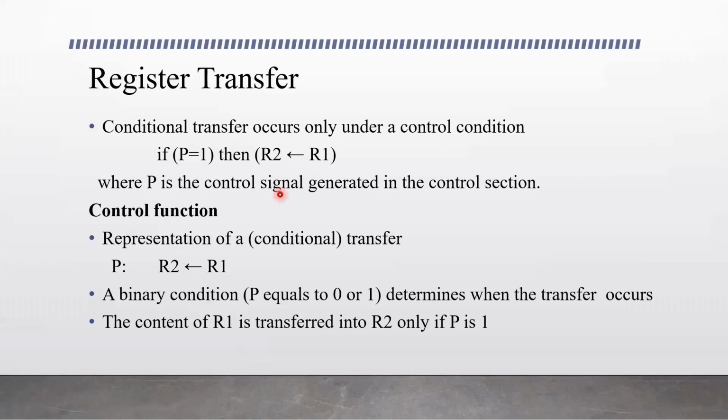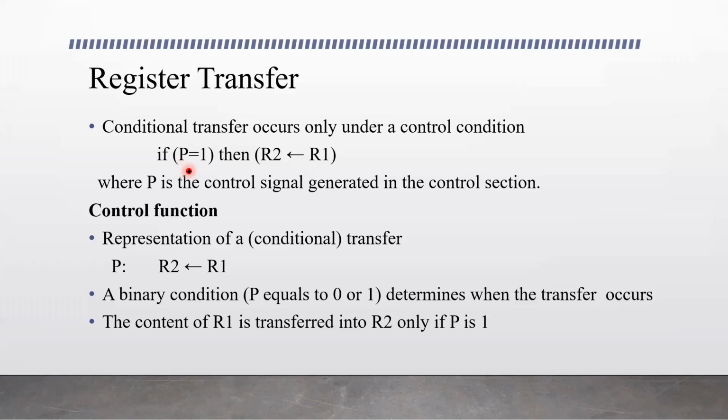For initiating the transfer, we give conditions. Conditional transfer occurs under some control conditions. For example, if we want to initiate the transfer we discussed in the previous slide, transferring the content of R1 to R2, this is the register transfer. It has to be done under the condition that P is equal to 1. Here P is a variable, and when the value of P becomes 1, we want this transfer to happen.